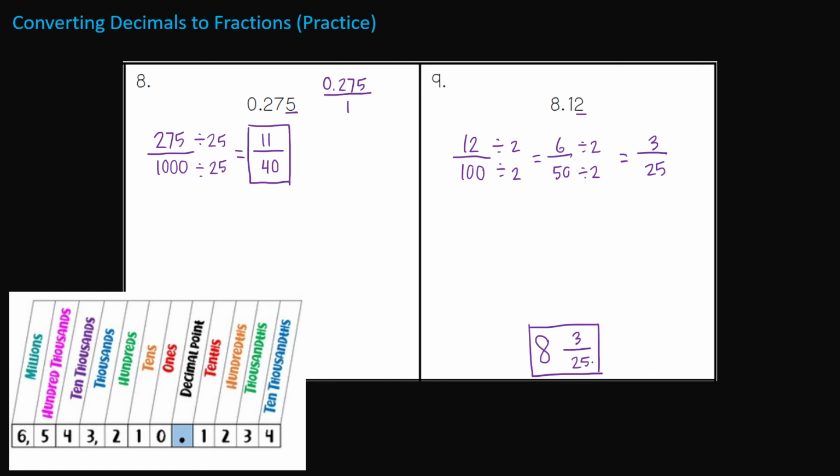And if you would like to practice converting decimals to fractions, again, very much recommend doing so. Those problems are 7, 10, 11, and 12 in your notes. And I've also included additional practice at the end.